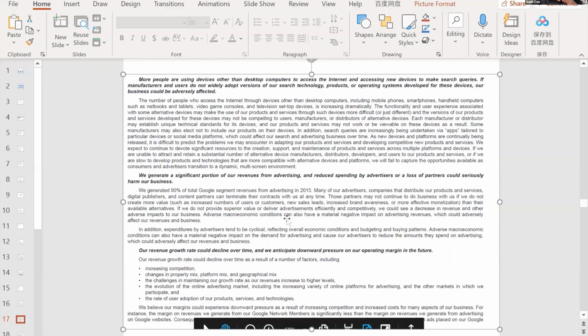We generate a significant portion of our revenue from advertising, and reduced spending by advertisers, and/or loss of partners could seriously harm our business. Okay, so these are all operational risk, product risk. So Google kind of wants investors to know what may happen ahead, right? They want to tell people something may be wrong. Be careful. This is after 2006.